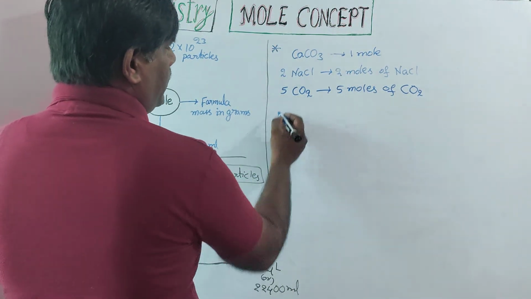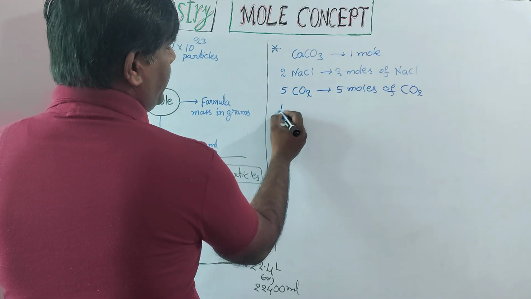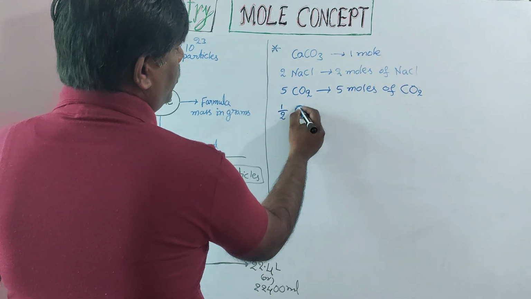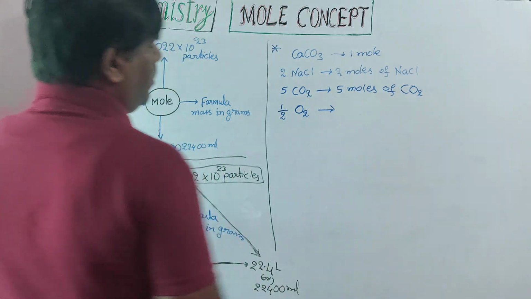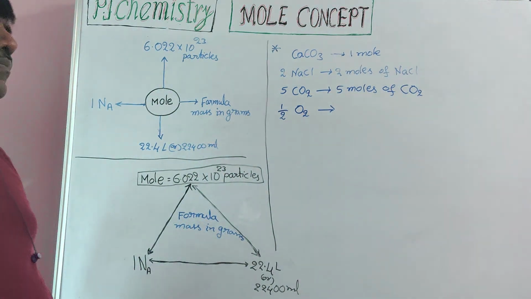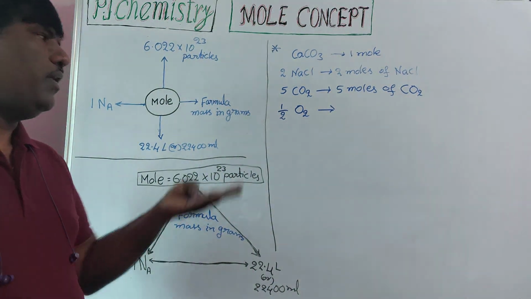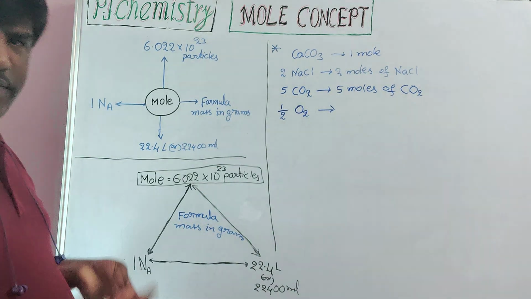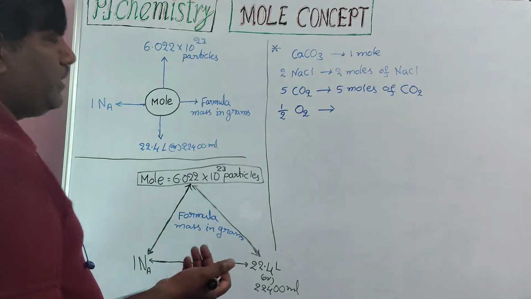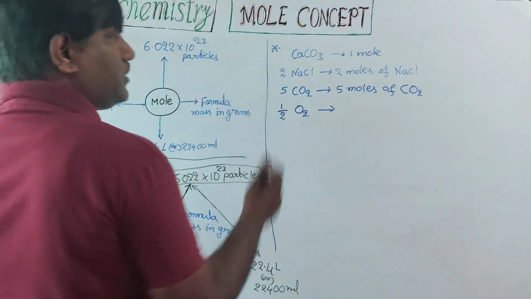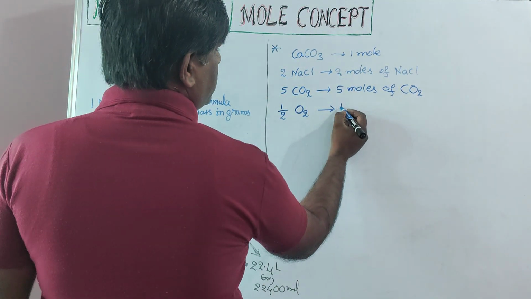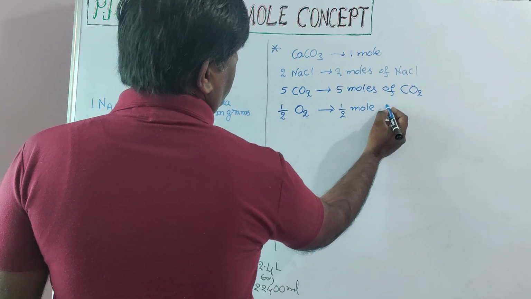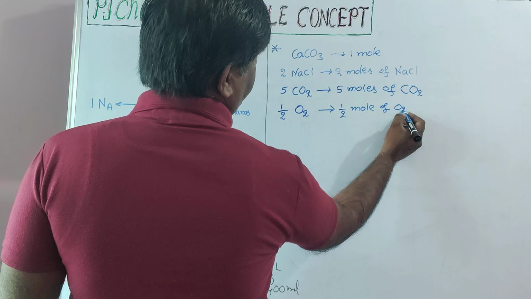If half O2 is there, how do we call it? Half mole of oxygen. Instead of half, we can write 0.5 also. Decimal fractions are all possible. So, half mole of oxygen.